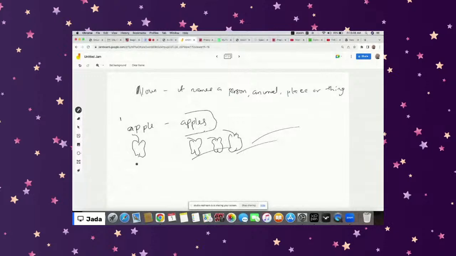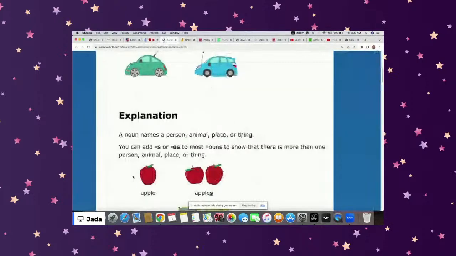Okay, so whenever you have one, it is single. So singular. And then when you have more than one or two or three, you have plural. Okay, that's our lesson today. So we are doing more than one person, animal, place, or thing. Just like this apple here.